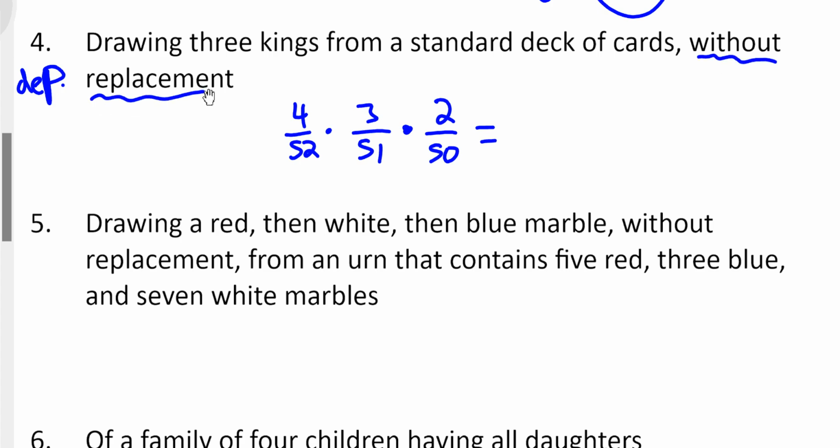Likewise, at number 5, drawing a red, then a white, then a blue marble without replacement. Again, without replacement. So you're not putting it back in there, so the probabilities are changing each time. So if there's 5 reds, 3 blues, and 7 whites, if you're going to draw a red, you have a 5 in 15 chance. But then if you actually draw that, this is very specific, we want to then draw a blue. So now we're down to 14 marbles. There's still, how many blues? 3 blues.